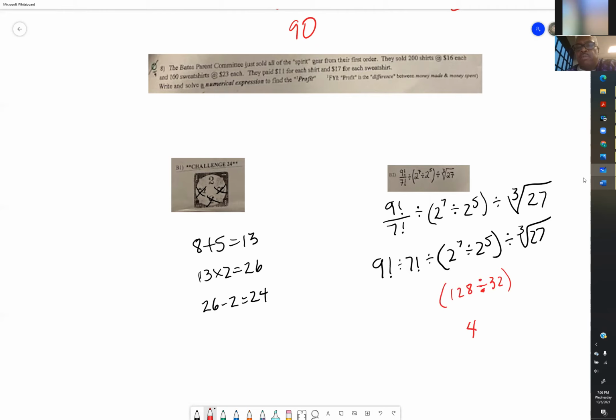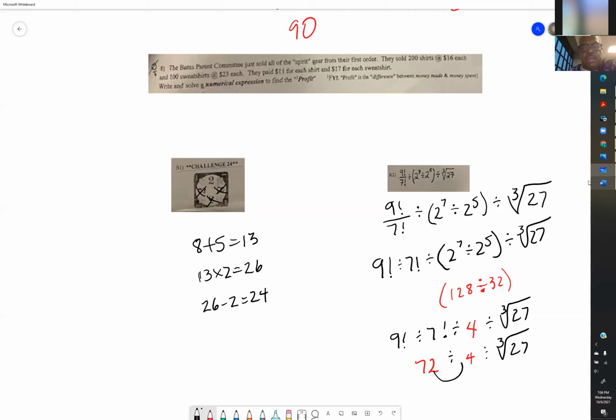Okay, so now we bring down everything else. We bring down 9 factorial divided by 7 factorial divided by 4 divided by the cube root of 27. Okay, 9 factorial, it's a big number. Divided by 7 factorial, that's just gonna be 9 times 8, which is 72. So 72, bring down the division sign, divided by 4, divided by the cube root of 27. So 72 divided by 4 is 18.